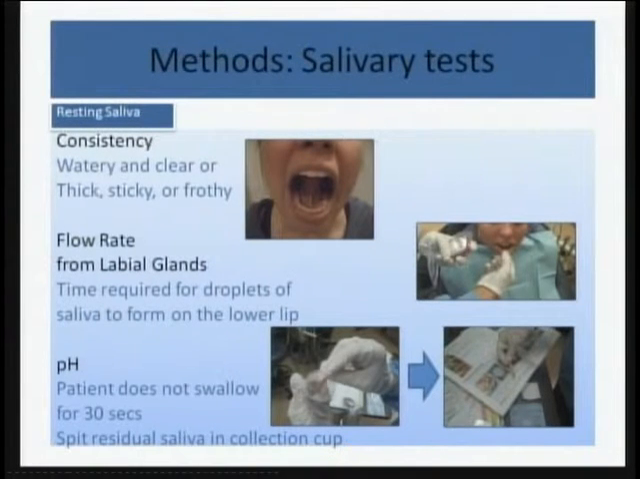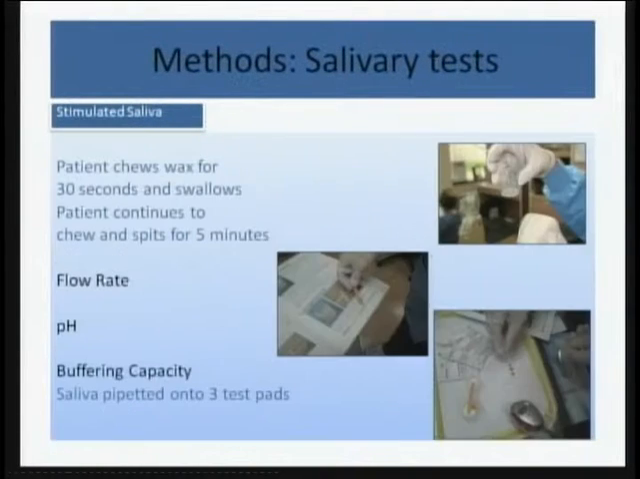These are the measurements that your staff made in the office on the saliva: the consistency of the saliva, the flow rate from the labial salivary glands, the pH of the saliva resting and then stimulated after chewing with wax, and the buffering capacity and the flow rate. So how much can you produce in a period of time? And then the buffering capacity. This was all done with a commercially available test kit. Come back to that.